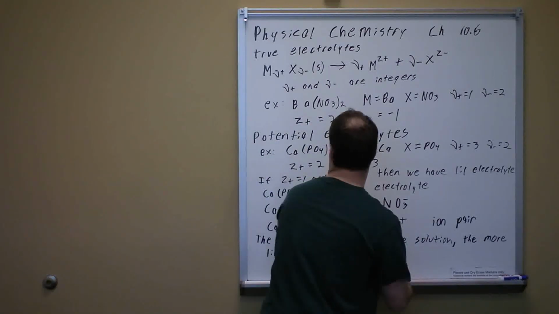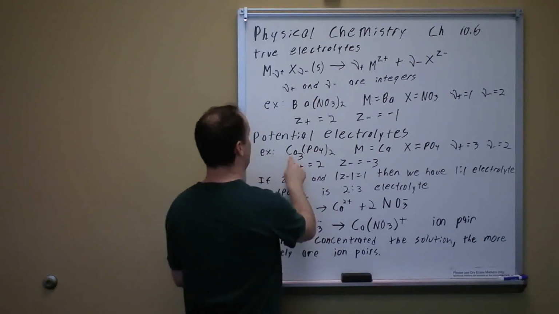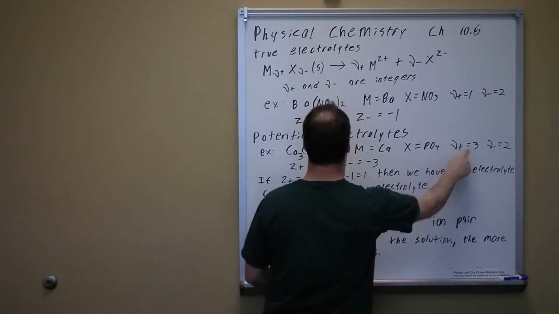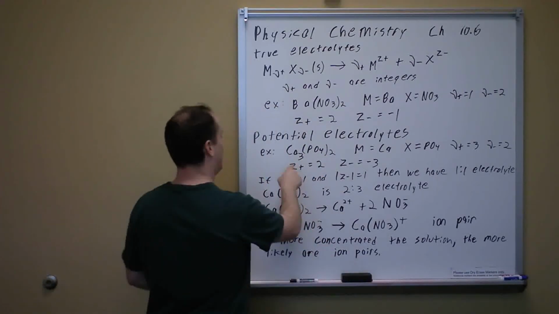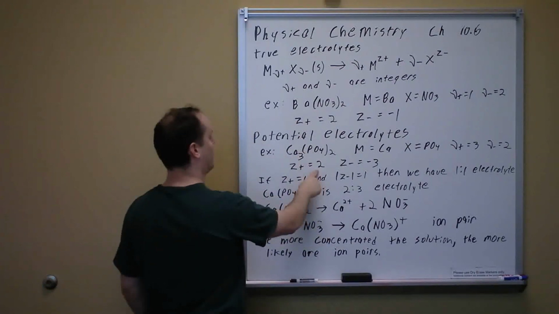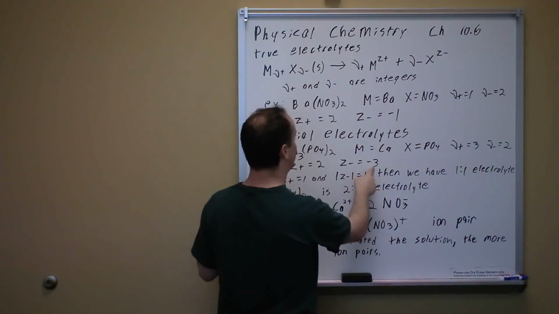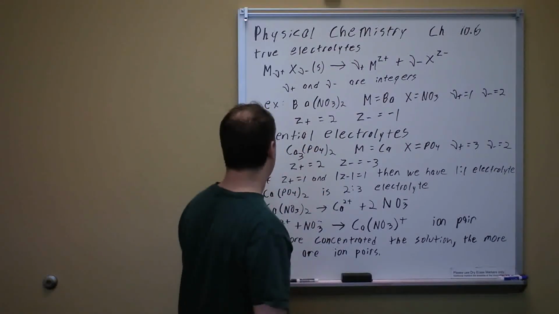Yeah, I'm missing a 3 there. Okay, so anyway, our nu plus is 3 obviously, and then our nu minus is 2 obviously. And then our Z plus, that's going to be 2 because the calcium ion is plus 2. And then our Z minus is minus 3 because the phosphate is going to be minus 3.